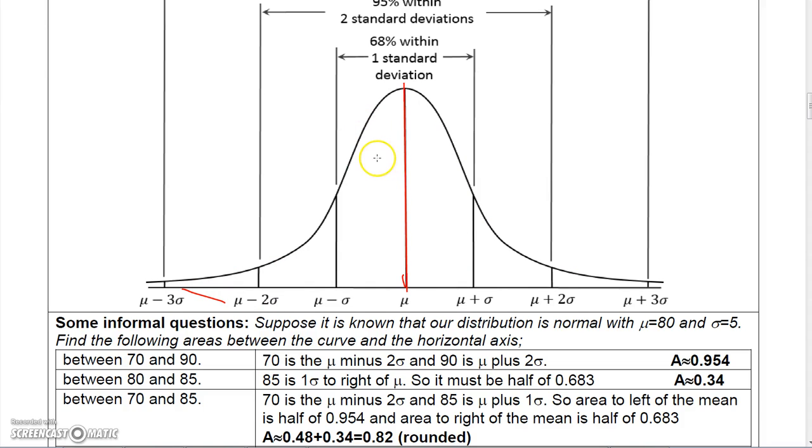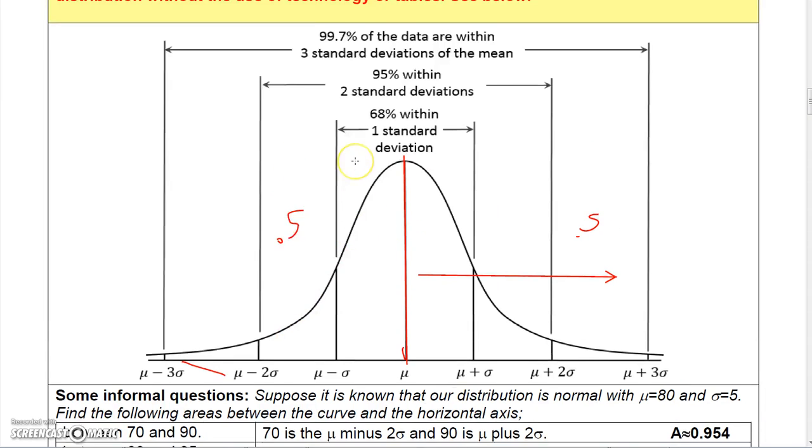Now that brings me to an important point. The total area under this curve and above the x-axis is actually 1. So what that means is the area of the curve on this side is actually 0.5, and the area of the curve on the other side must also be 0.5, the area under the curve I'm talking about.